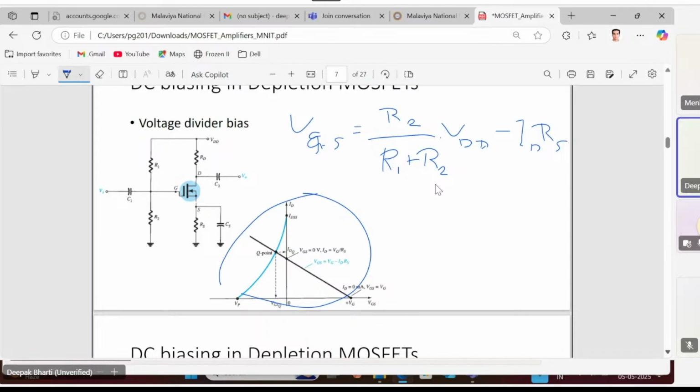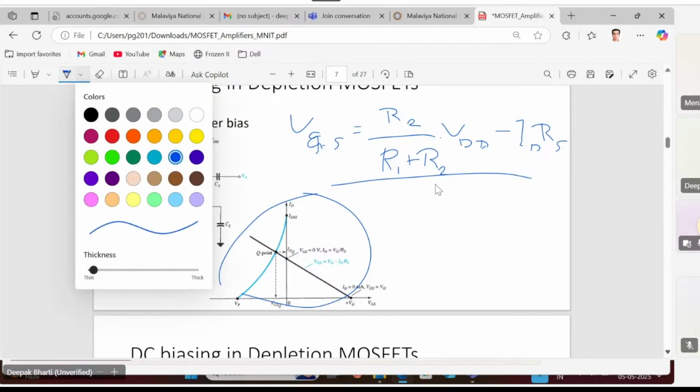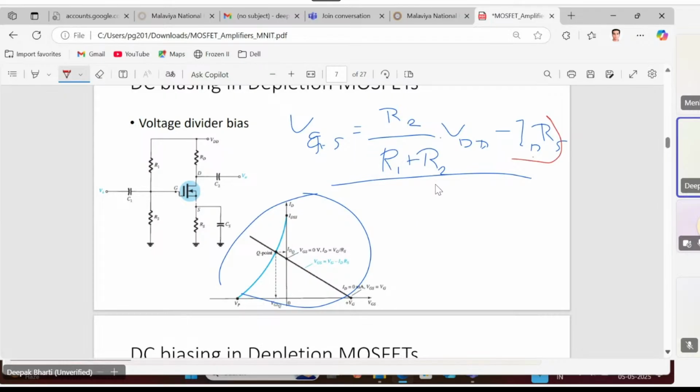Now, how to plot this line? We can find out the x and the y intercepts. So the equation of the load line was this. Now if I have to find out the x intercept, I need to put y equal to 0. If I put this term equal to 0, what will VGS be equal to? VGS will be equal to R2 by R1 plus R2 into VDD, plus the VG term here. So this intercept will be R2 upon R1 plus R2 into VDD.